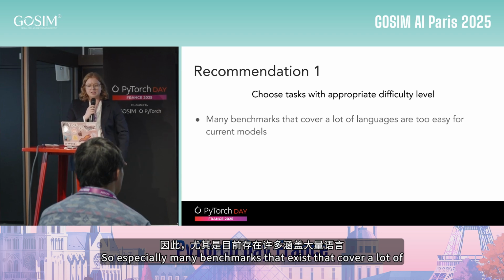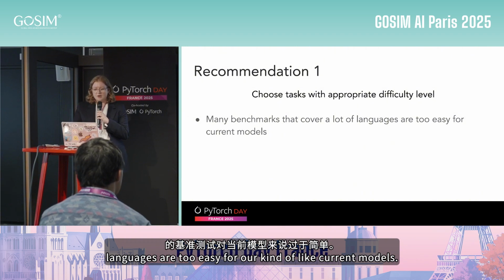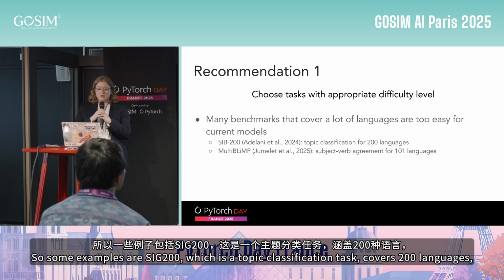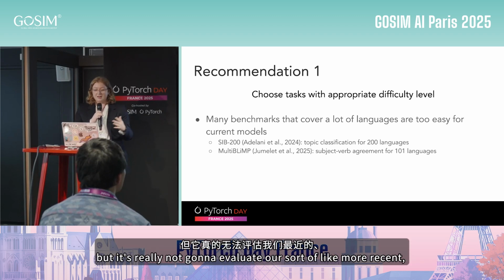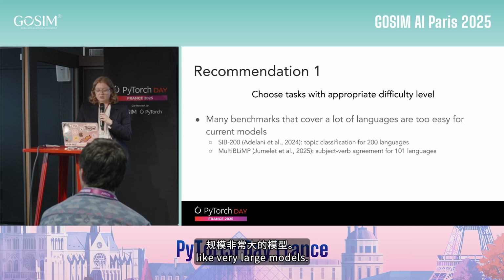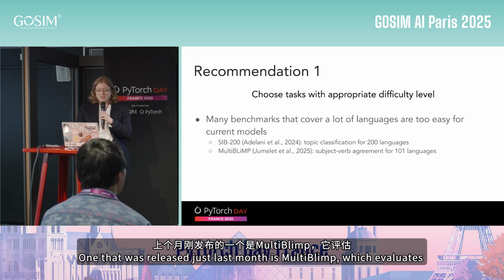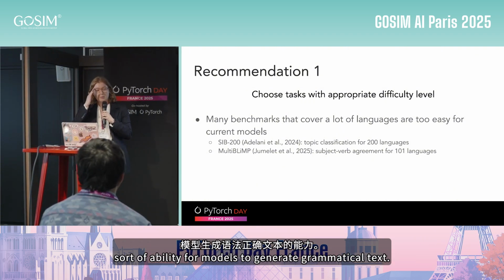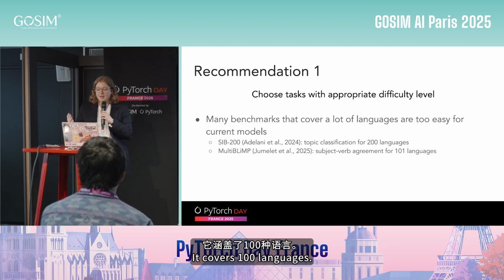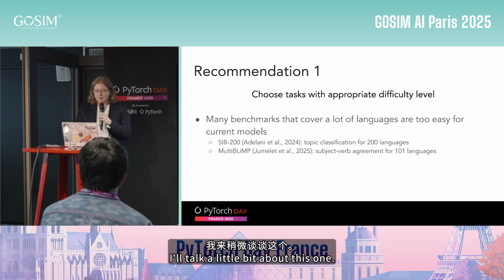Many benchmarks that exist that cover a lot of languages are too easy for our current models. Some examples are SIB-200, which is a topic classification task covering 200 languages, but it's really not going to evaluate our more recent, very large models. One that was released just last month is MultiBLiMP, which evaluates the ability of models to generate grammatical text. It covers 100 languages. I'll talk a little bit about this one.